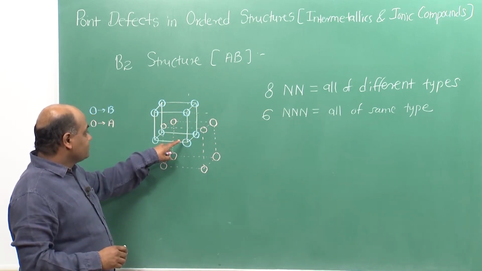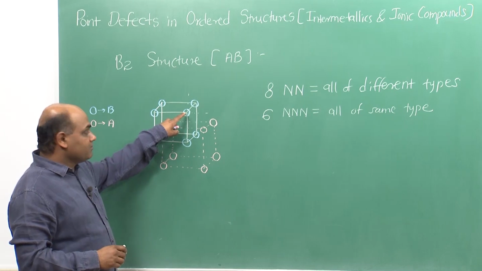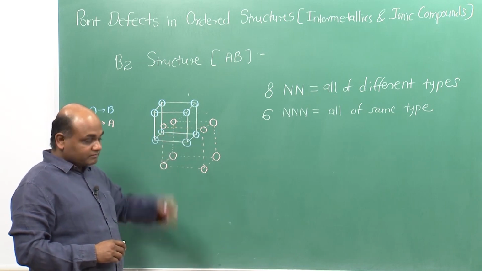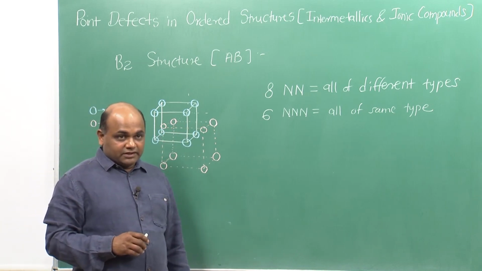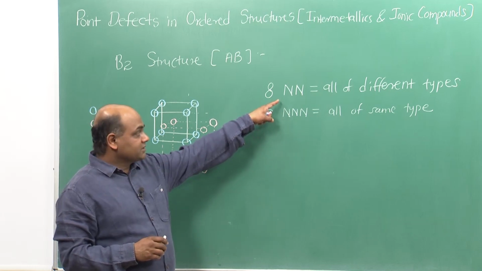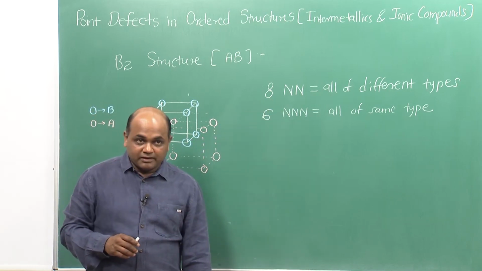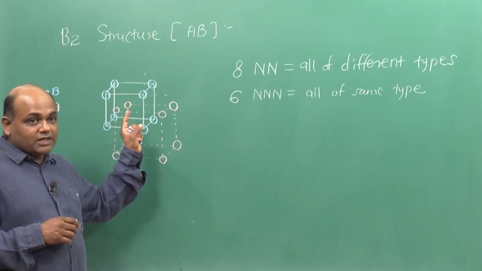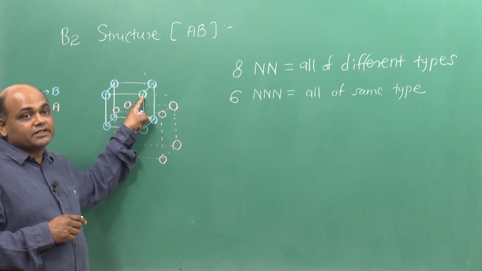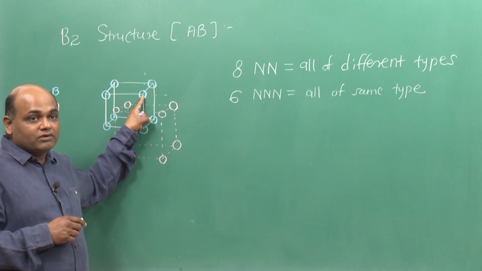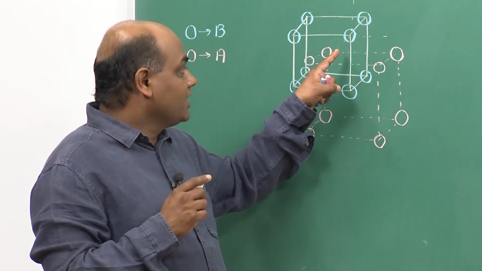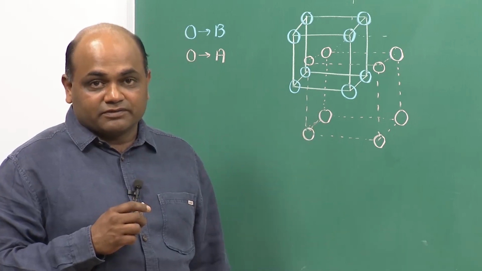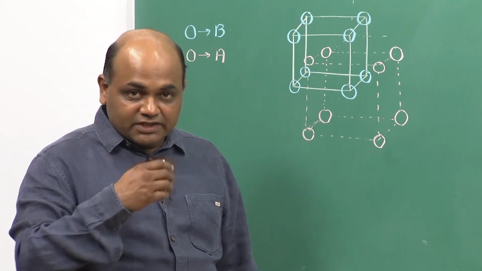You can see all next nearest neighbors of any B atom are B atoms, all next nearest neighbors of any A atom are A atoms. This is important, understanding next nearest neighbors and nearest neighbors, because it will help us in understanding the diffusion mechanism. For example, any jump onto the nearest neighbor site will lead to the formation of wrong bonds, whereas any jump onto the next nearest neighbor site will not cause any disorder in the system. So, we will see that later.